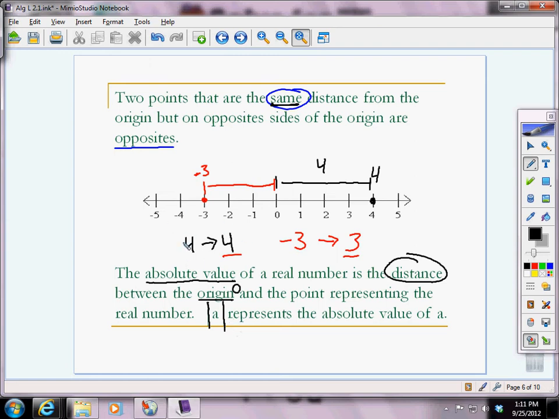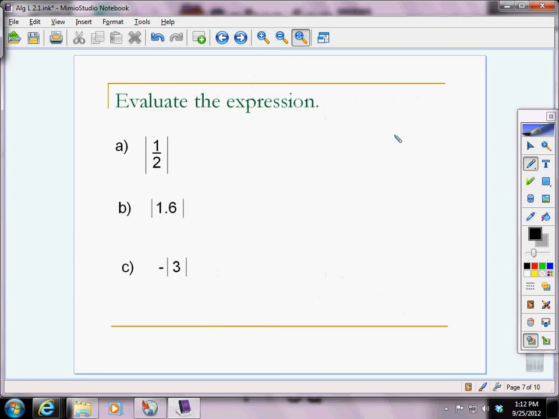So right here I should have said the absolute value of 4 equals 4. And right here we would say the absolute value of a negative 3 equals 3. Again, these long lines just mean take the absolute value. Instead of writing it out, we can just write those lines. So again, two things we're working on right now, opposites and absolute value. Let's look at some examples.